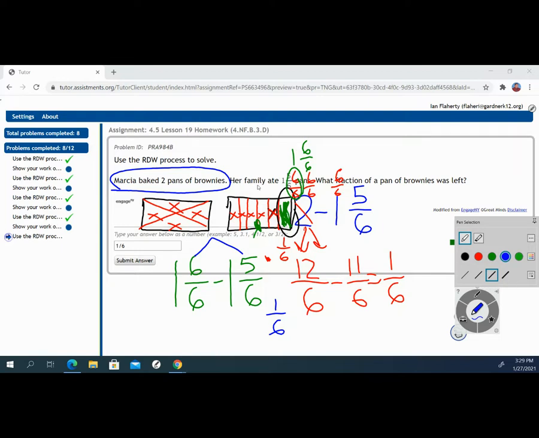I know some of you don't want to draw it out or take the time to make that picture, but it was actually quite helpful. And I'd submit the answer, go to the next problem.